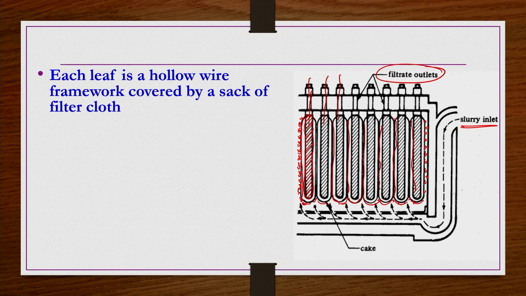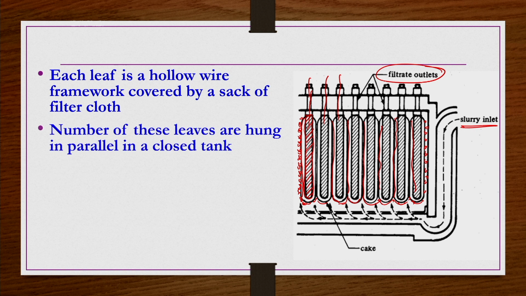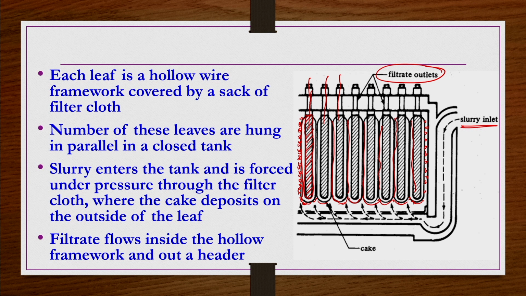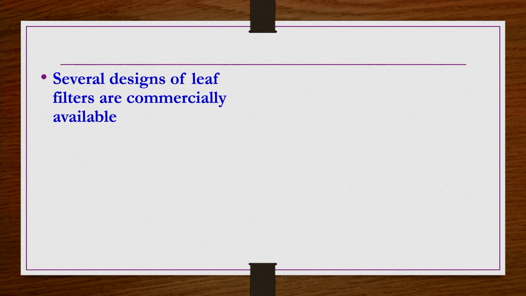Each leaf is a hollow wire framework covered by a sack of filter cloth. A number of these leaves are hung in parallel in a closed tank. Slurry enters the tank and is forced under pressure through the filter cloth, where the cake deposits on the outside of the leaf. Filtrate flows inside the hollow framework and out to a header to filtrate outlets. Right. So, that is what happens.